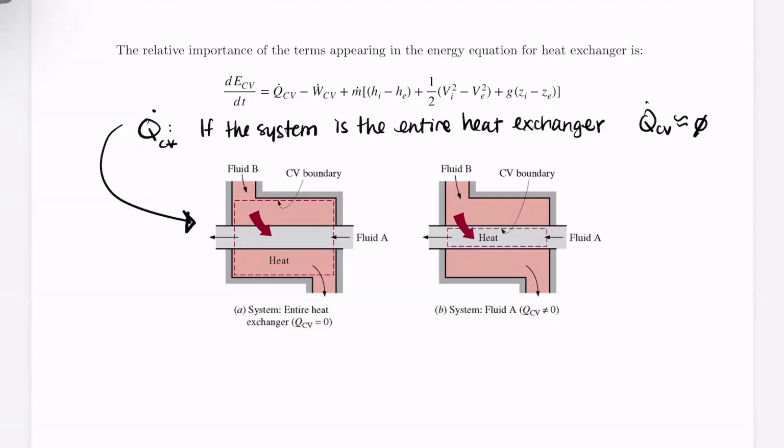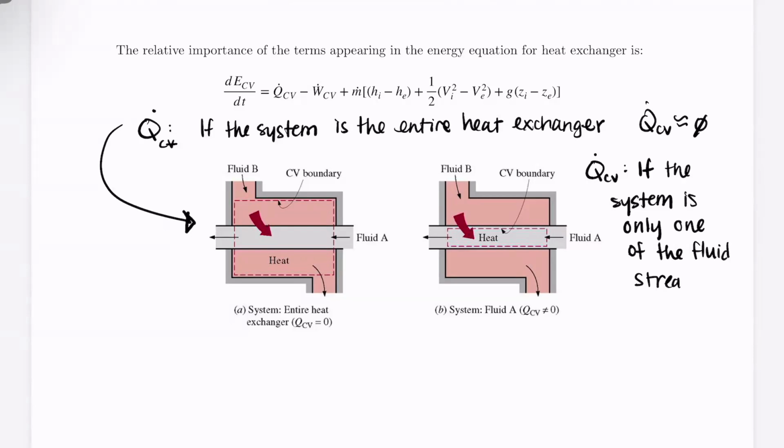All right. However, if Q dot for CV, if the system is just one of the fluid streams, then our heat transfer is obviously not 0 anymore, right? That's the whole point of this device, is that we're exchanging heat with the other fluid. All right. So if our perspective is that we're just looking at one of the fluids in this heat exchanger, then we will of course have to keep Q dot. All right. And so that's this system.